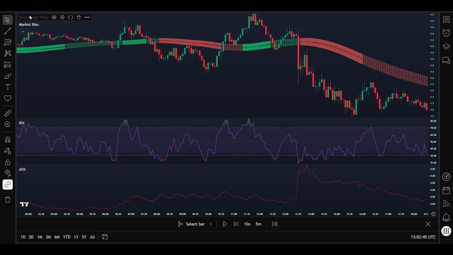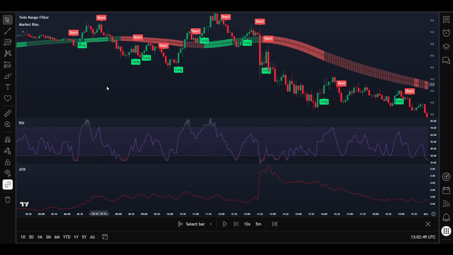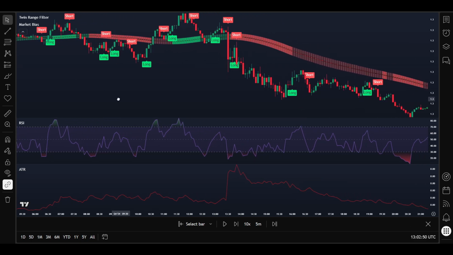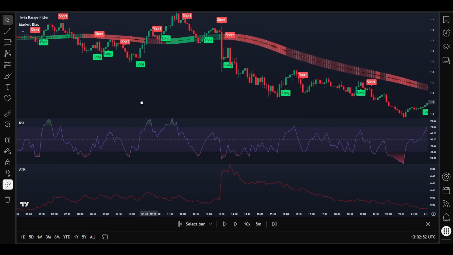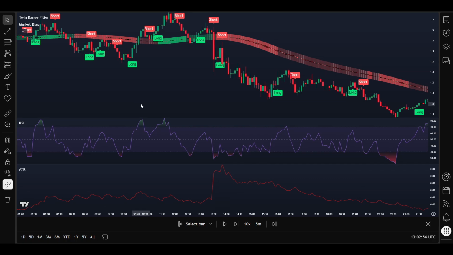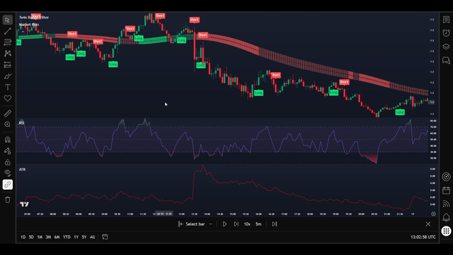Twin Range Filter. No change. We read its buy-sell labels immediately after RSI hits oversold or overbought, but still within the pullback window defined by market bias. Treat TRF as the final say. If context and RSI agree but TRF is silent, we do nothing. If TRF fires outside the valid window, we still do nothing.